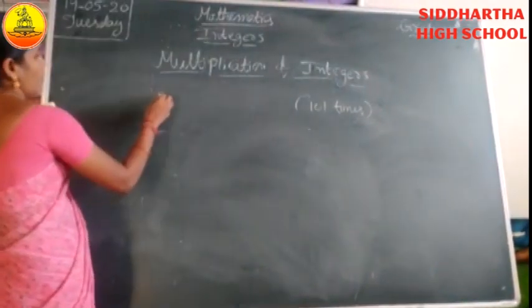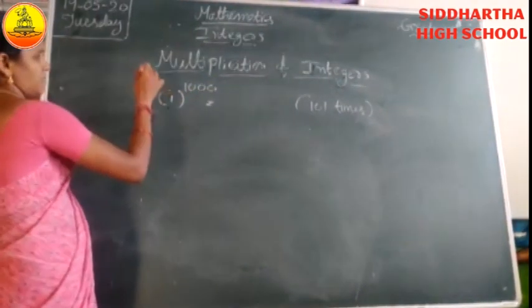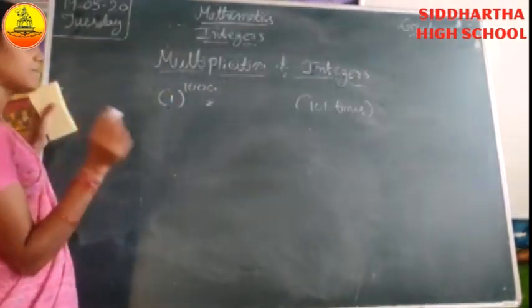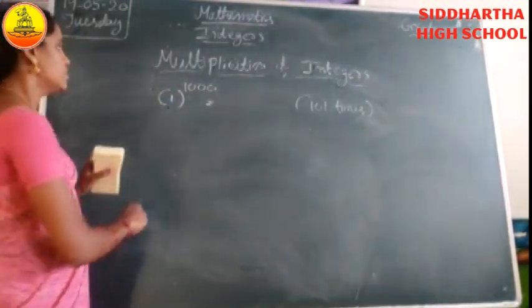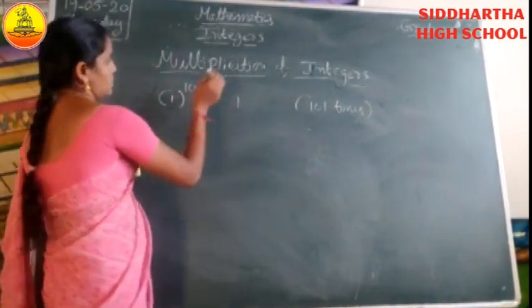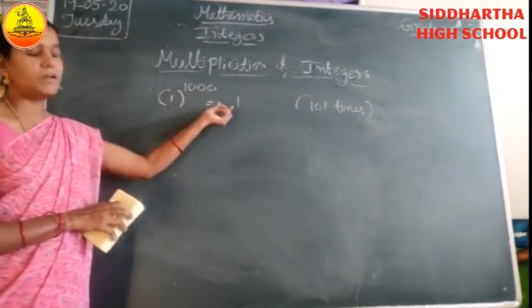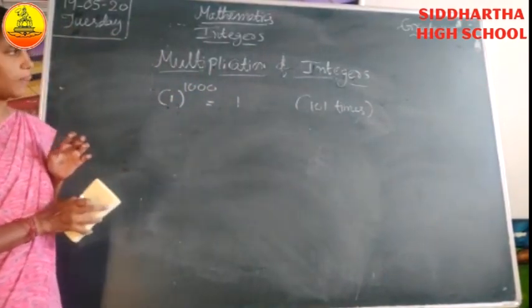If they give 1 power 1000, 1 is a positive integer. For positive integers, however many times you multiply, the result will be positive only. So 1 power 1000, how much? 1. Is 1000 even or odd? No need, because this is a positive integer, the result will always be a positive integer.